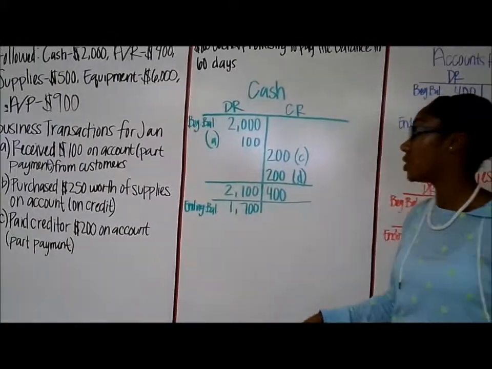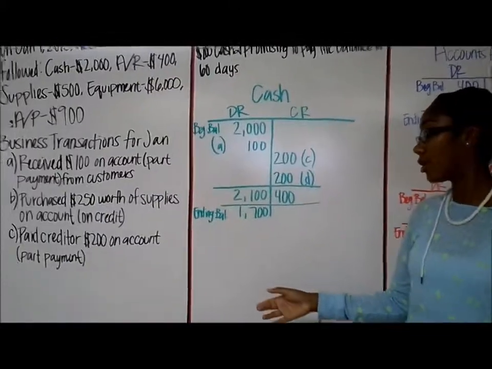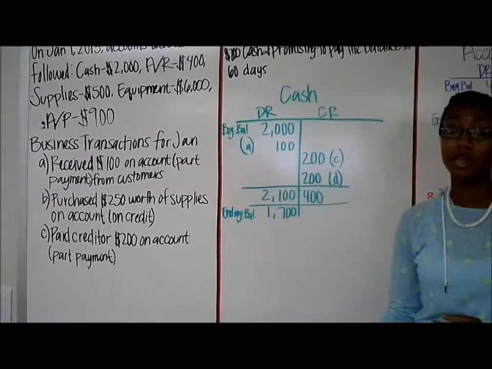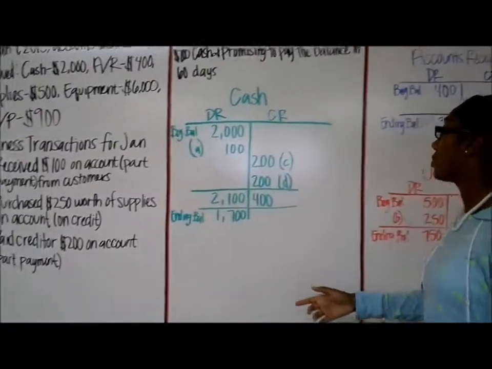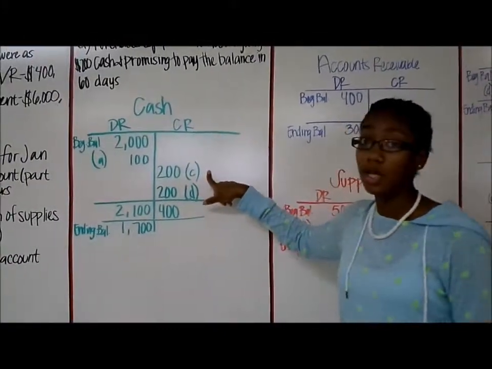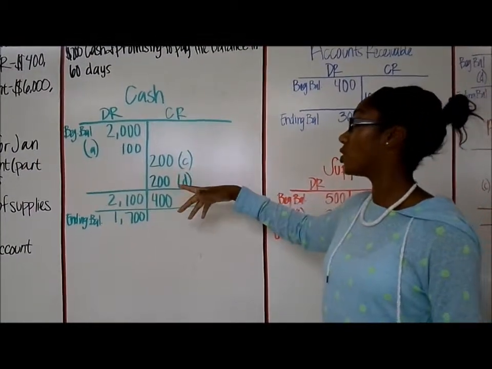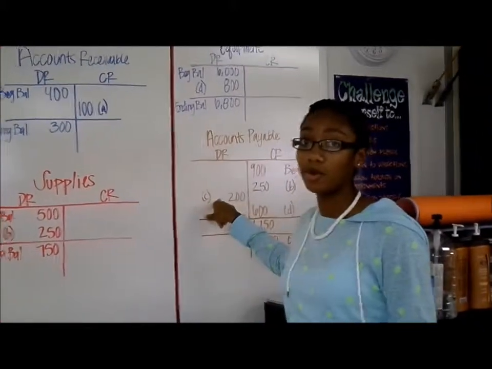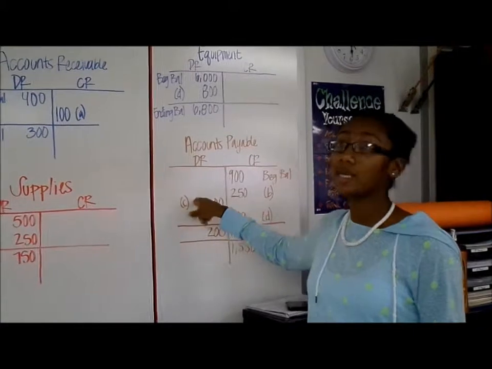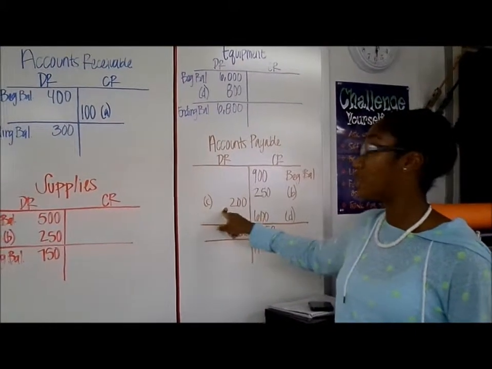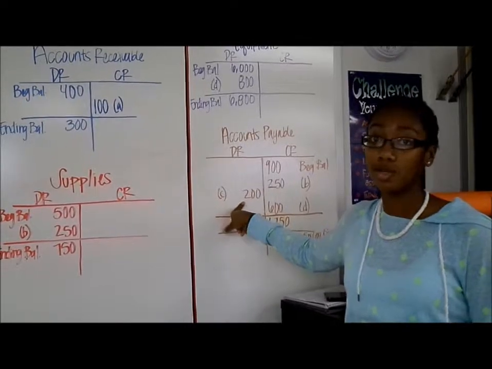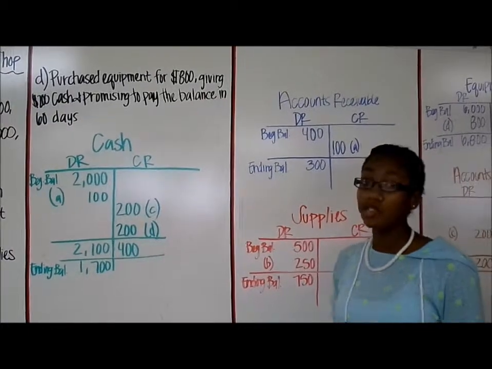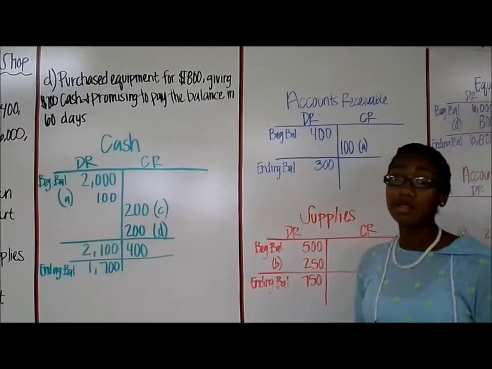The third transaction says that you paid your creditor $200 on account, and that was a part payment also, so that means that you still have more money to pay back. So for this one, you would credit cash for $200 because you are paying the $200, and then you would debit accounts payable, which means that you're going to decrease this account because the $200 you no longer owe to your creditor.